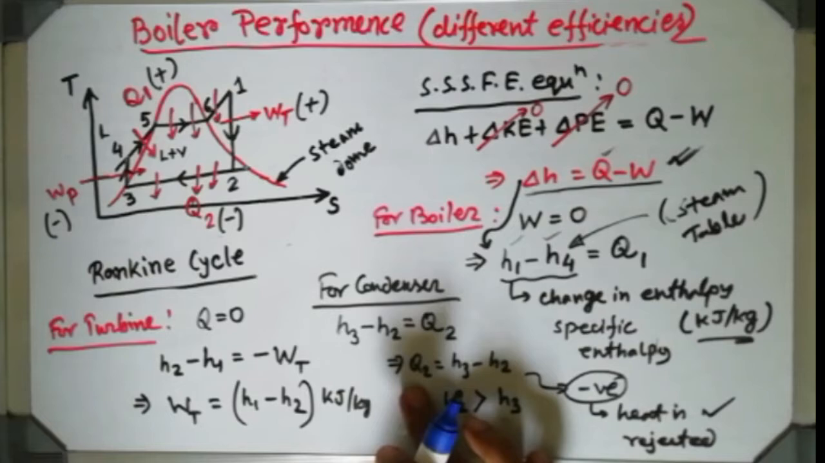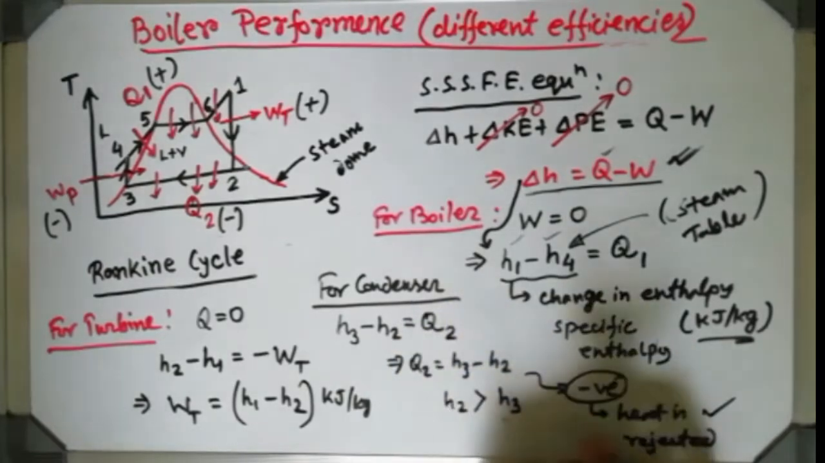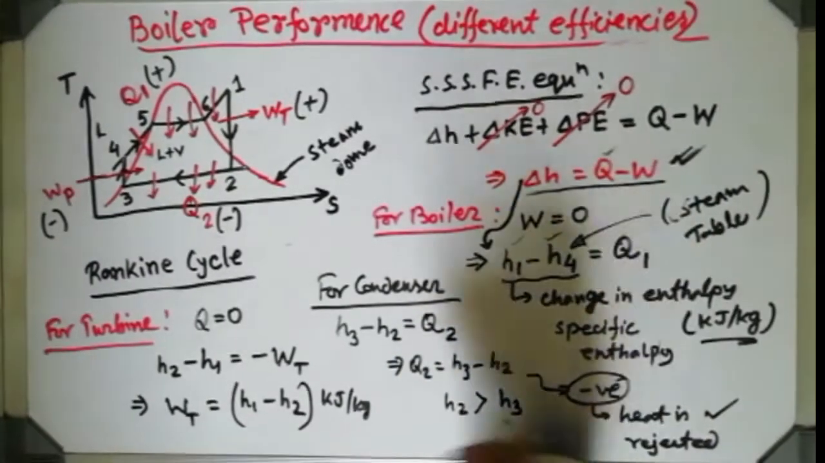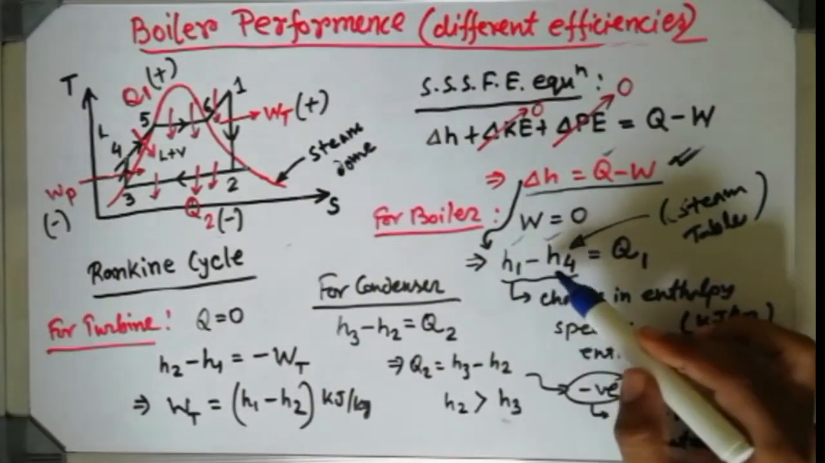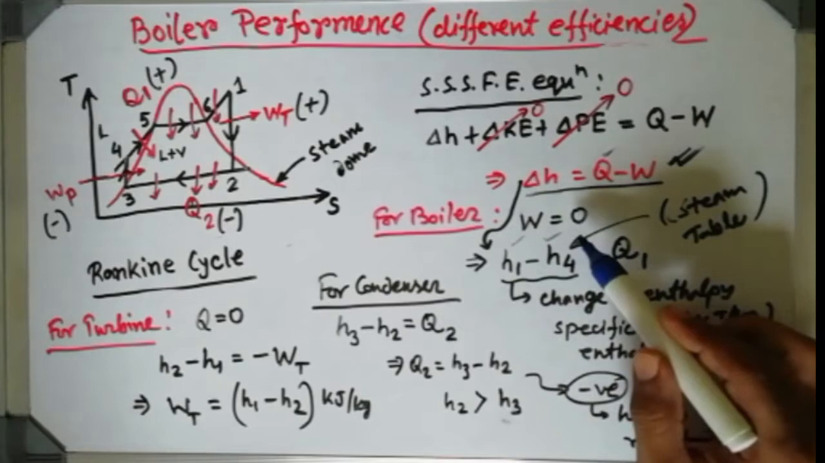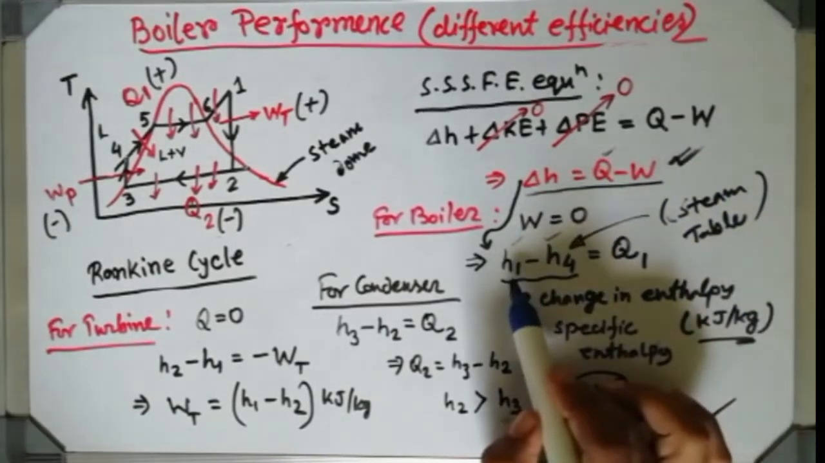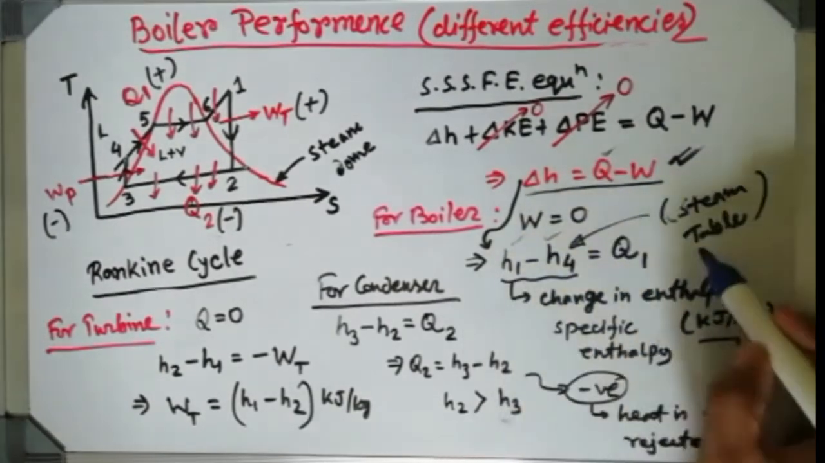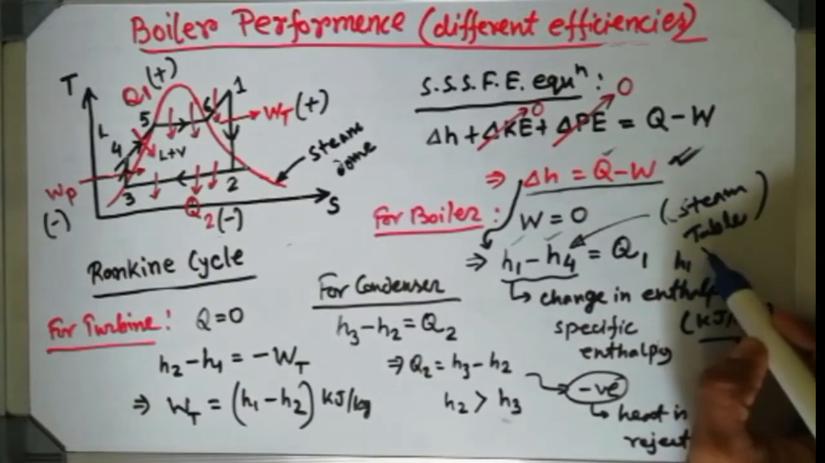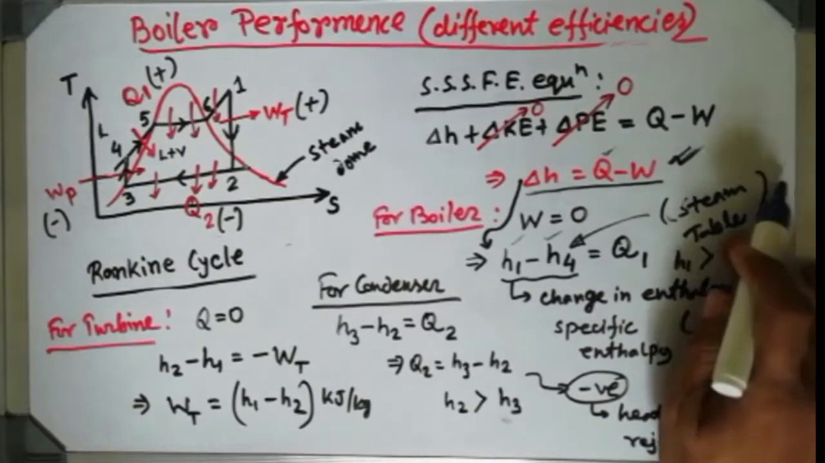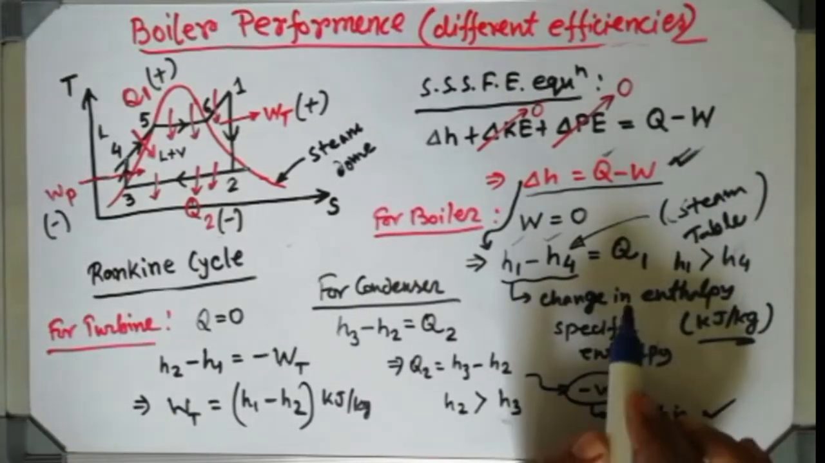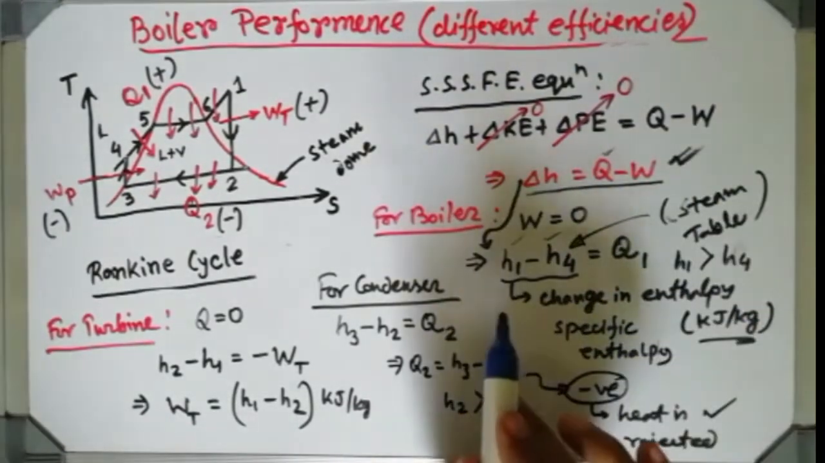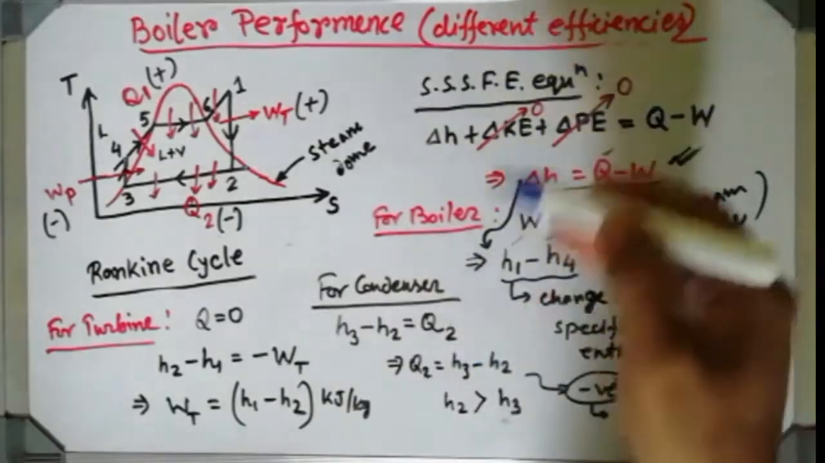that the Q2 value will come with a negative sign, and that negative value gives you a sense that heat is being rejected. Similarly, for the boiler, if you find these values H1 and H4 from the steam table, you will always find that the H1 value is greater than the H4 value. That means Q1 will be positive, and that positive value gives you a sense that heat is being supplied in.